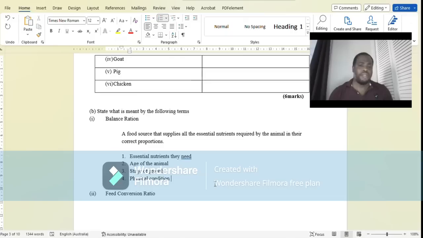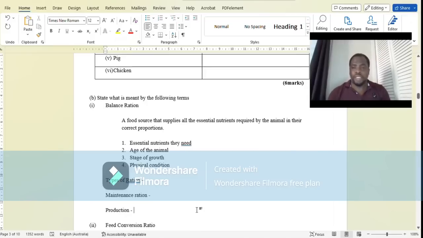The physical condition, and as we said before, a pregnant sow, a pregnant cow, a boar, a junior boar, basically an animal that you'd have to think about. Also, if that animal is a draft animal, that would require a lot more energy. And so these are some of the factors that will influence a balanced ration. So it's not something where one ration fits all the animals that you will have on your farm. It would be based on what the animal requires, their age, their stage of growth, and also their physical condition.